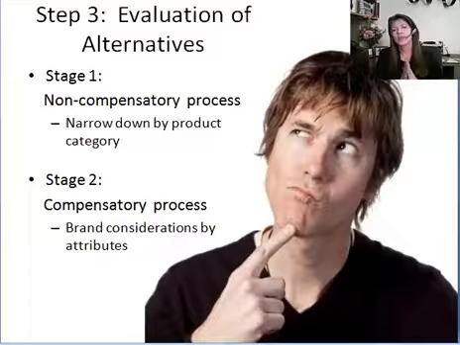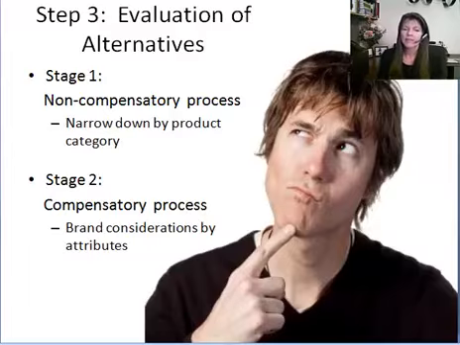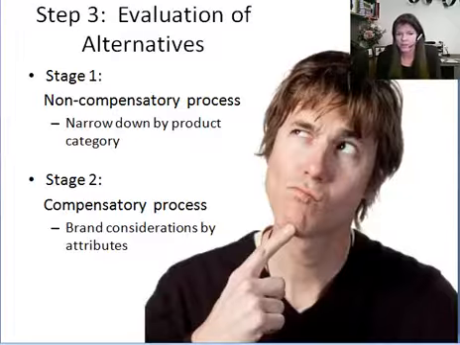For instance, let's say that you're thinking about getting a beverage. You've decided to buy a beverage. At this point, you might decide to only consider caffeinated beverages or just non-caffeinated beverages, right? Or let's say you were considering a snack. Some people might narrow that down to a low-calorie snack. Other people might narrow it down to just considering those that are energy-producing snacks. Okay? So the first stage, that non-compensatory process, is simply narrowing it down by product category.